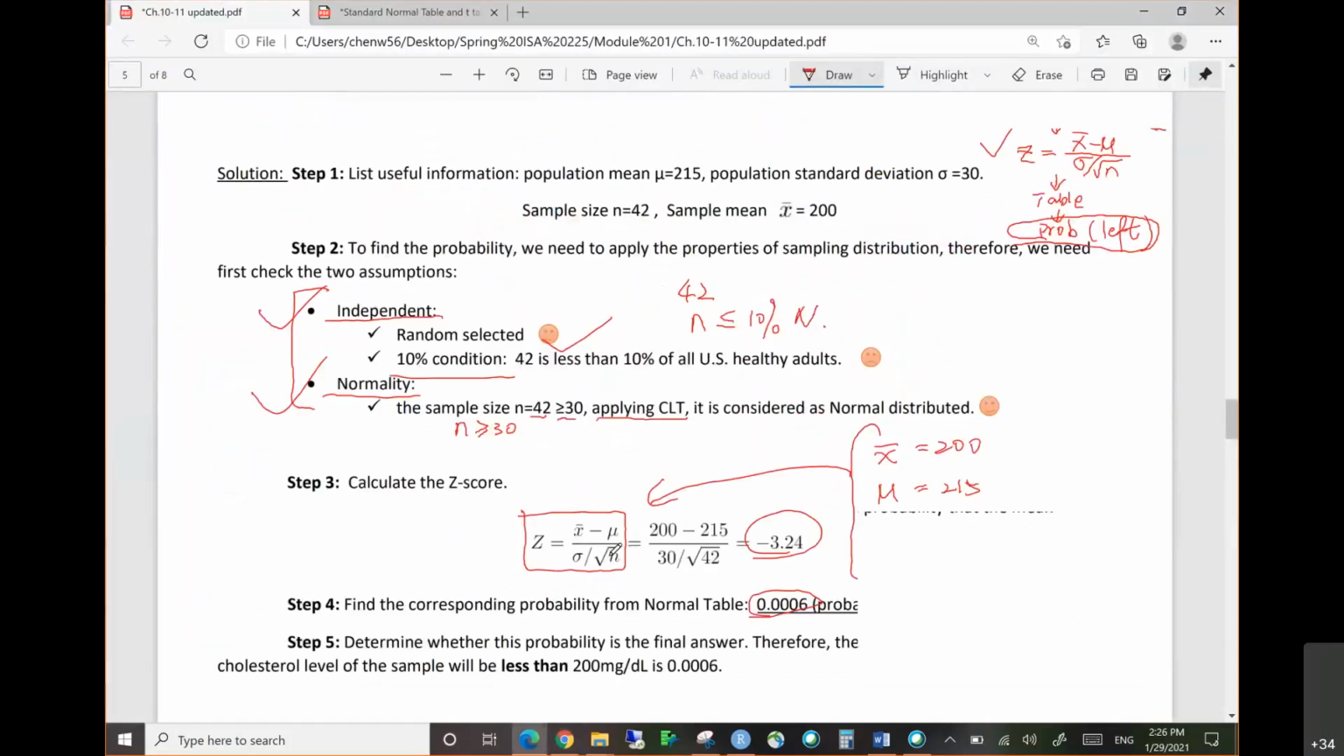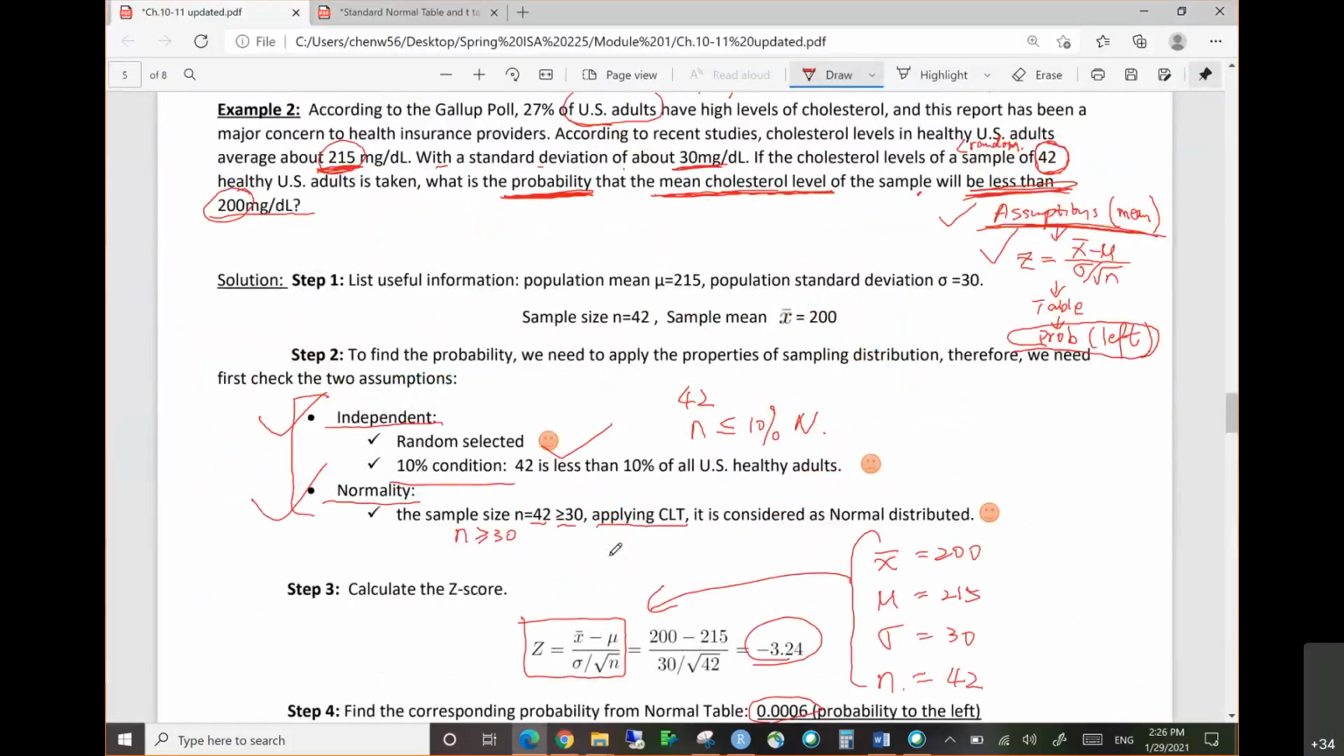The first thing is when you check the assumptions, you need to list the name of the assumptions, and you also need to state why you check these assumptions. So first, randomly selected, there's nothing to say. If in the question it says randomly selected, then checked. But for the 10% condition, you need to tell me why this 10% condition is checked. Why this 10% condition is satisfied. Give me the reason like this. So this is about the assumption.